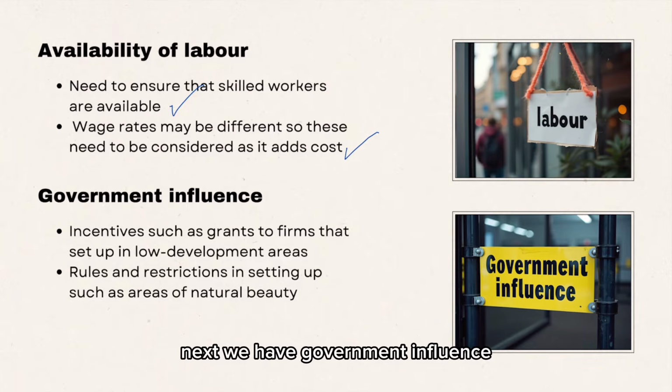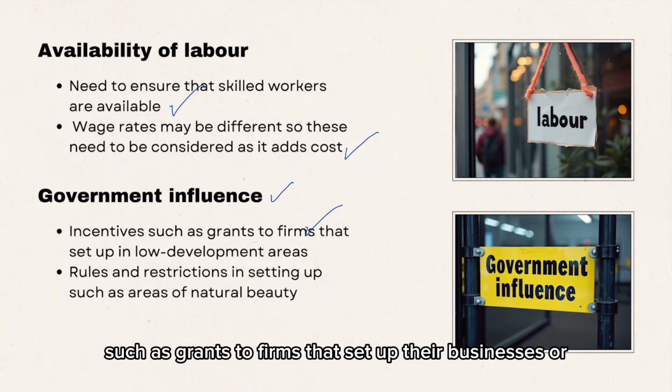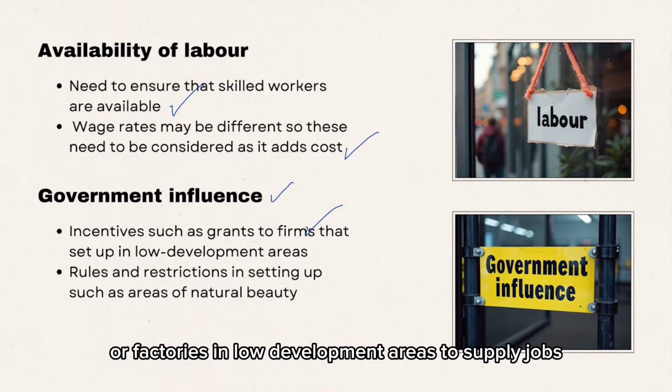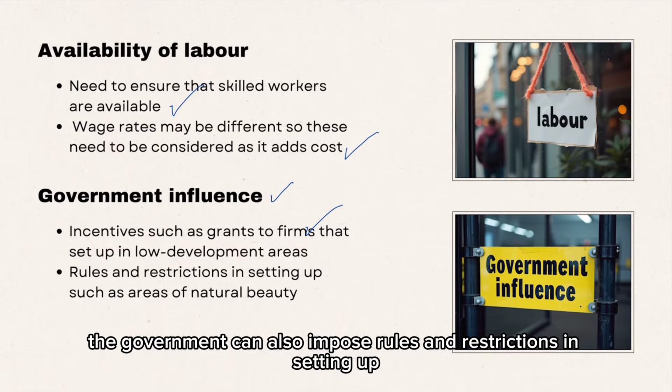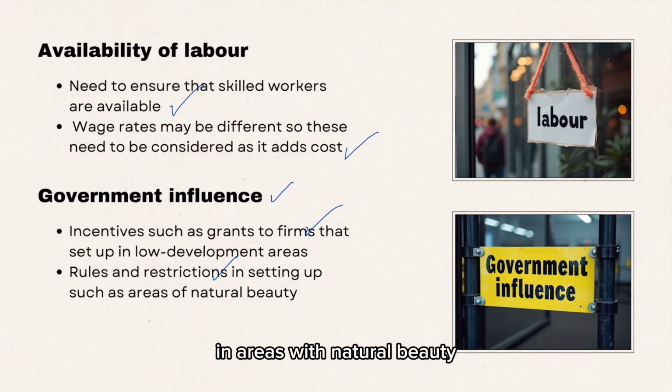Next, we have government influence, and these are the incentives such as grants to firms that set up their businesses or factories in low development areas to supply jobs. The government can also impose rules and restrictions in setting up in areas with natural beauty.